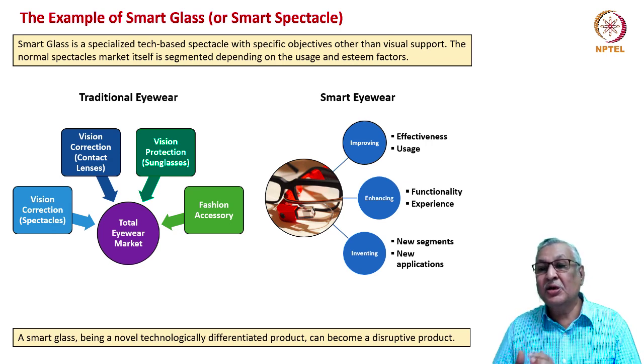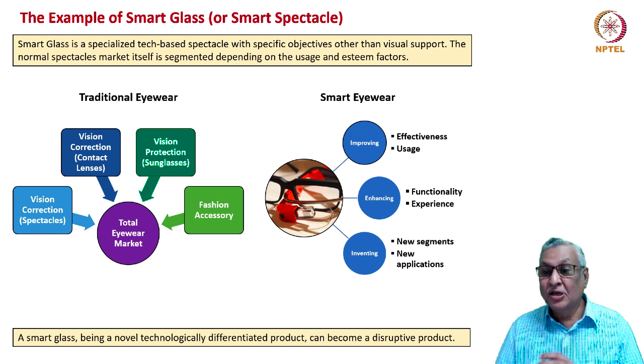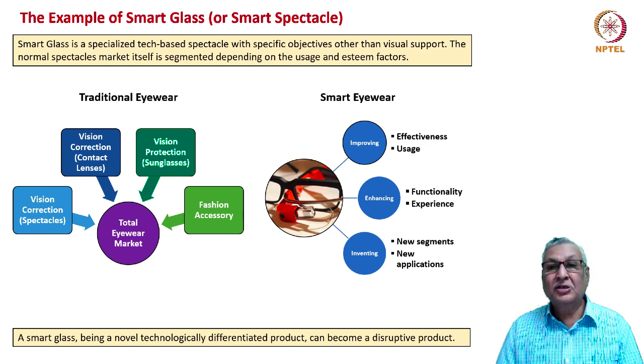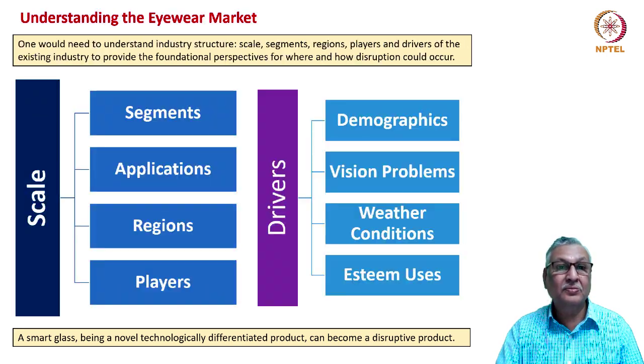But when you look at the smart eyewear, there are 3 types of functions for smart eyewear. One is an improving function, which is effectiveness and usage, as it could be for traditional eyewear. But the improvements themselves would take place through dynamic technological interventions. Second, enhancing both functionality and experience. And the third one is inventing new segments and new applications. A smart glass, being a novel, technologically differentiated product, can become a disruptive product as well.